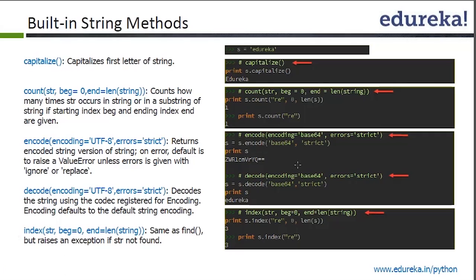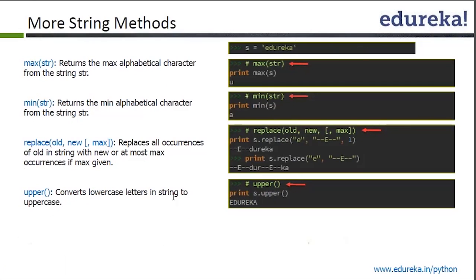And then you have encode, base64, strict. So you have encoding as well, which returns an encoded string version of the string. On error, the default is to raise a ValueError unless errors is given as ignore or replace. So you have that as well. Encode, you have decode, you have index of 're', and then you get index 3. If you see here 0, 1, 2, 3, so it comes on third. Print s.index('re') is giving the same thing. So basically these are few functions. You can go ahead and try them out, and you'll be able to understand. It's pretty simple. And even if you do not understand it, just look out for the documentation in Python, and you'll be good with it.